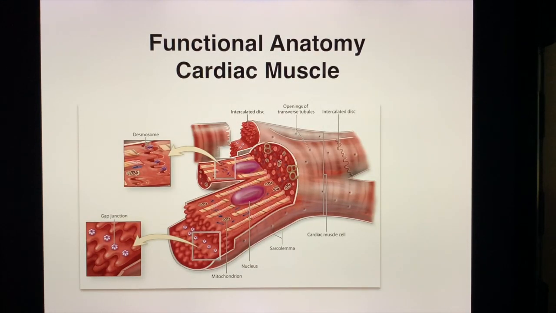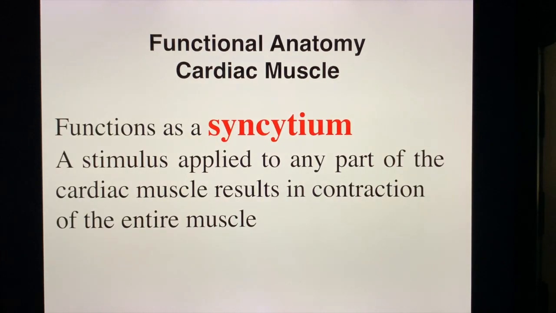Now, some basic must-know principles about the functional anatomy of the cardiac muscle. The cardiac muscle functions as a syncytium. So what do we mean by a syncytium? This means whenever a stimulus is applied to any part of the cardiac muscle, this would result in a contraction of the entire muscle. So the cardiac muscle functions as a syncytium. So it is indeed true that the heart beats as one.